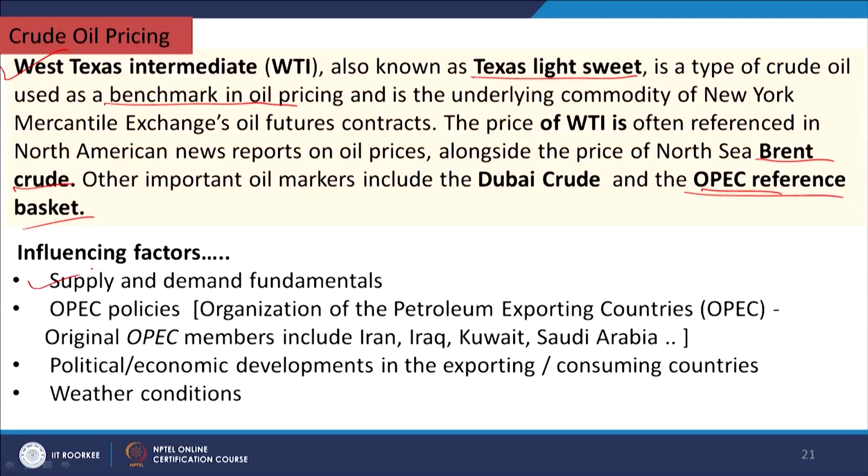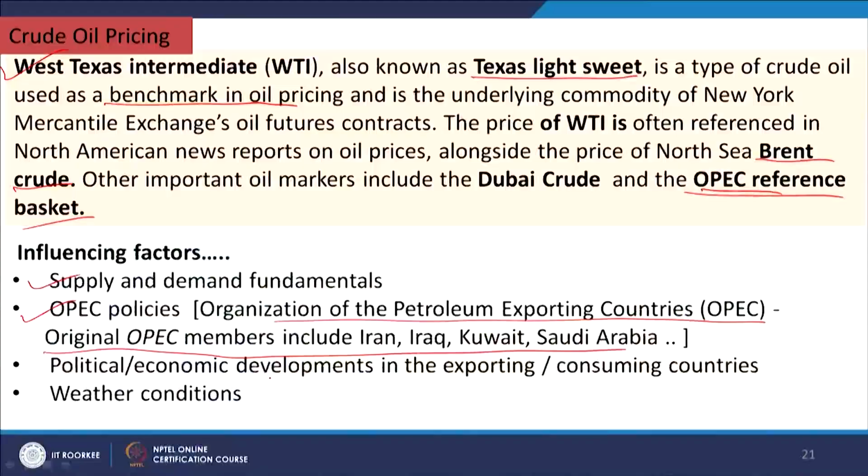Those are supply and demand fundamentals, then we have OPEC policies, the Organization of the Petroleum Exporting Countries, whose members are Iran, Iraq, Kuwait, Saudi Arabia, etc. These countries have their policies, and political issues also influence it, the political and economic developments in the exporting and consuming countries. What is the relationship between India and Iran or Iraq or Kuwait? That will also influence the price of the crude. Weather conditions also influence the crude price, because of how it will be transported.